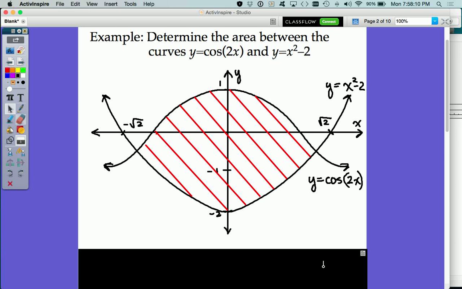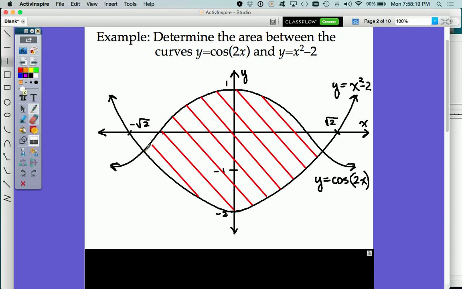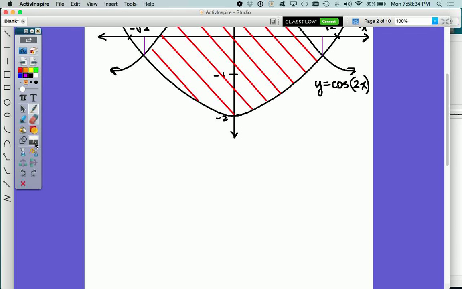Well, as was the case previously, the first thing we need to do is find out what the points of intersection of these two are, because we can't find the limits of integration without the points of intersection. So what we want are these two values here and here. And again, we do that by setting the two curves equal to each other. So what we want to know is, for what values of x does the cosine of 2x equal x squared minus 2? But unlike the previous case, we can't solve this function without a calculator. So we rely on technology for this one. We'll be given a calculator for this kind of a question.